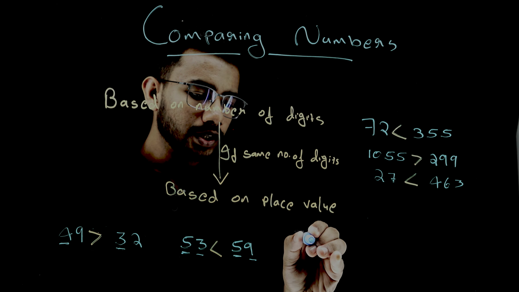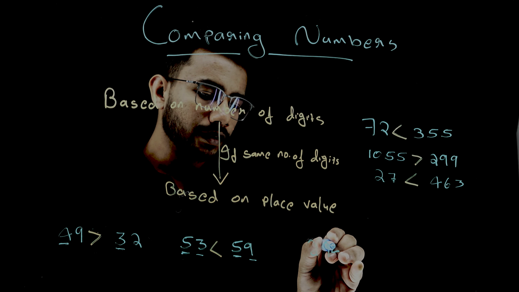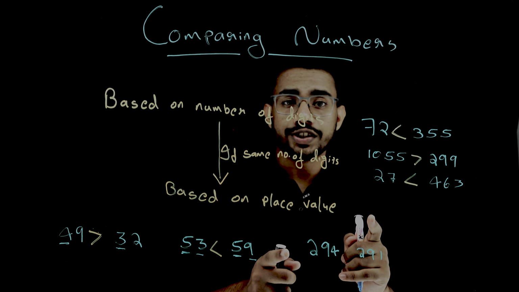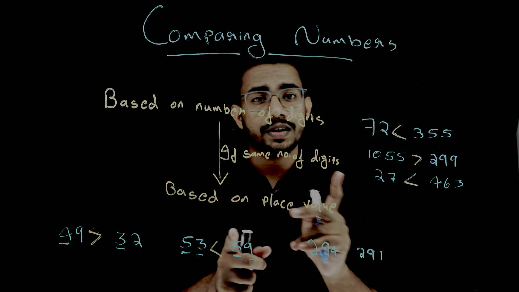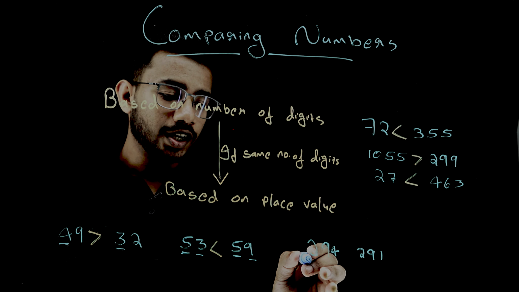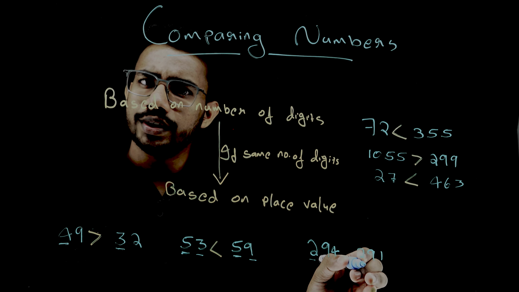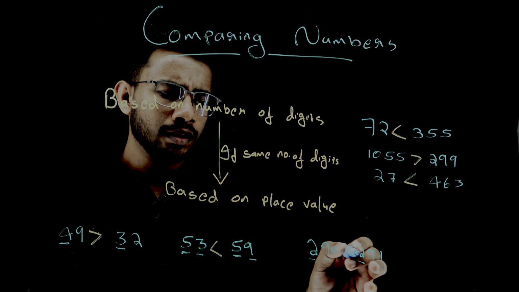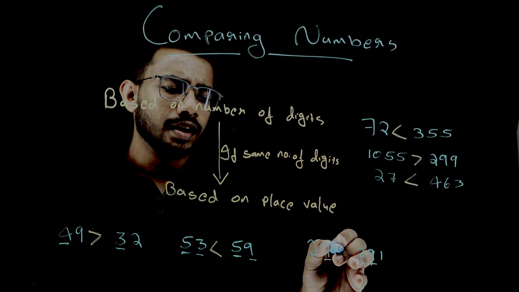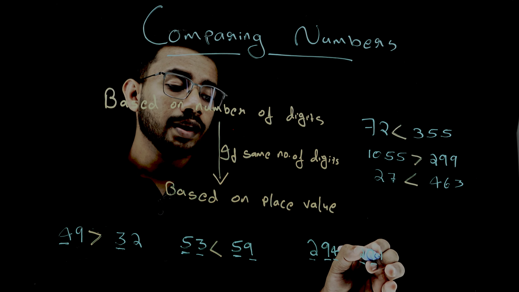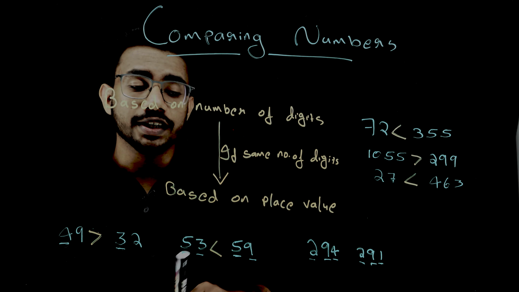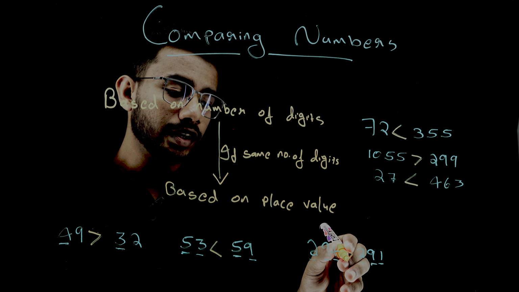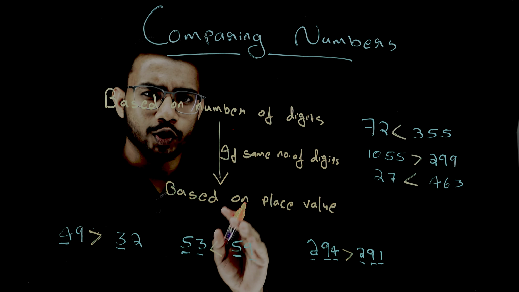One more example. 294 and 291. Here also the same number of digits. So we have to compare from the left side onwards. I have 2 here, same 2 here. So we have to compare the next digit. I have 9, same 9 here. And the last digit, that is 4, but it's 1 here. So 4 is larger. That makes 294 greater than 291. I hope this is clear.